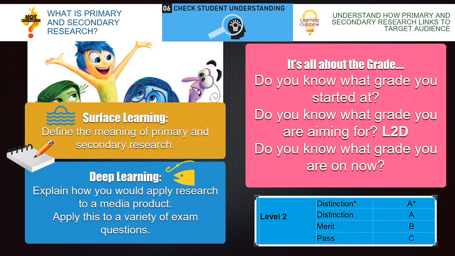Do you know what grade you started at? Okay, you should all have an idea of what your target grade is. Okay, just remember, if your target grade is a level 2 pass, that equates to a C. If your target grade is a level 2 merit, that equates to a B. A level 2 distinction is an A, and a level 2 distinction star is an A star. Or if we put it into new money, a C is a 5, a B is a 6, an A is a 7, and an A star would be an 8.